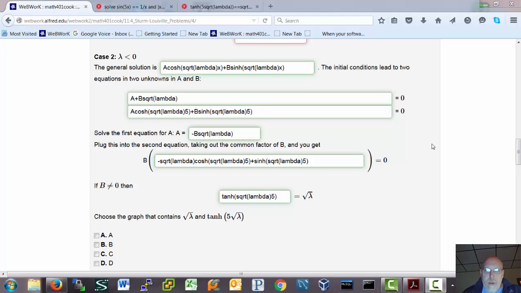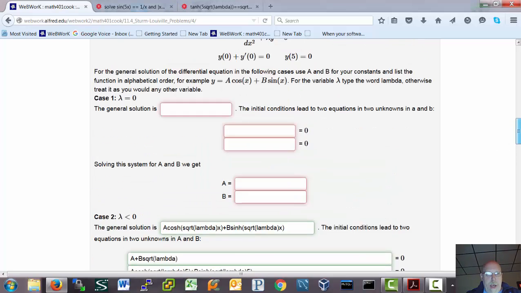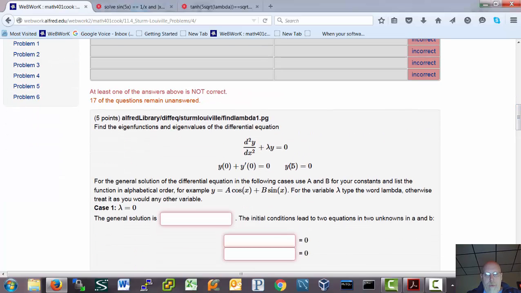I'm getting some questions about the Sturm-Liouville problem, so I thought I would go through case 2 and point out some common mistakes. Most of you are getting, or should be getting, the general solution: a cos square root lambda x plus b sinh square root lambda x. If you plug those into the boundary conditions, you get a plus b square root lambda equals 0, and a cos square root lambda times 5 plus b sinh square root lambda times 5 equals 0 in my case, because I have y of 5 is 0.